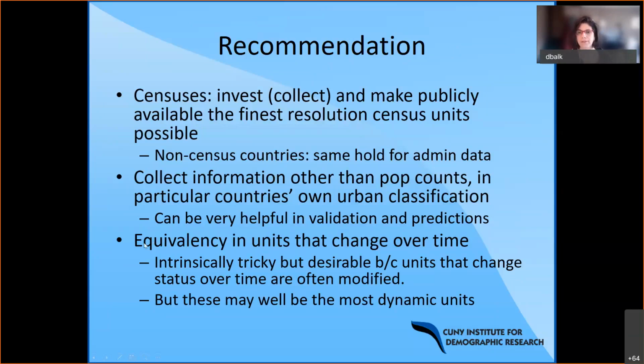And finally, I want to mention that the finer our spatial inputs get, the harder it becomes to make equivalency over time. So it's important to start thinking about equivalency in these very small units that we can track over time. It's intrinsically tricky because that's the nature of urbanization, but it's really desirable because change over time, it's those units that are changing over time, often subdivided and so forth, that are the places where the dynamism is. Those are the places that are transitioning from maybe uninhabited to a town, or from semi-urban or quasi-urban or suburban to more urban and so forth. So it's really important to be able to capture that.